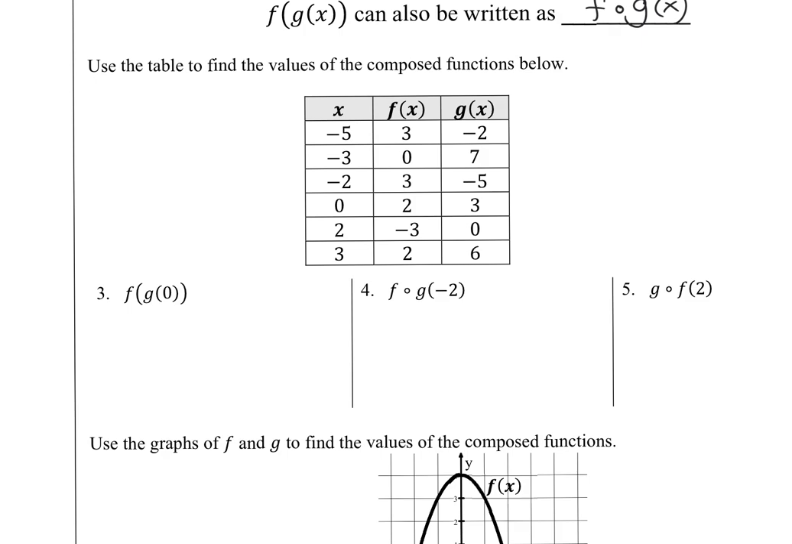So what if we have a table? Well, we could use the table to answer this question. So what I would do is we could kind of color code it again. Maybe I'll make this blue and this red, or vice versa, it doesn't really matter. And I'm going to do g of 0 first. So g is a red function. So what's g of 0? So I look at my chart. Well, when x is 0, g is 3. So g of 0 equals 3. So the next thing I need to do is find f of 3. Well, when x is 3, f is 2. So my answer here should actually be 2.